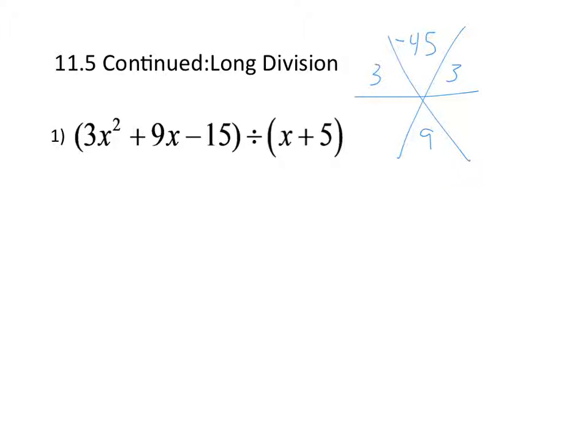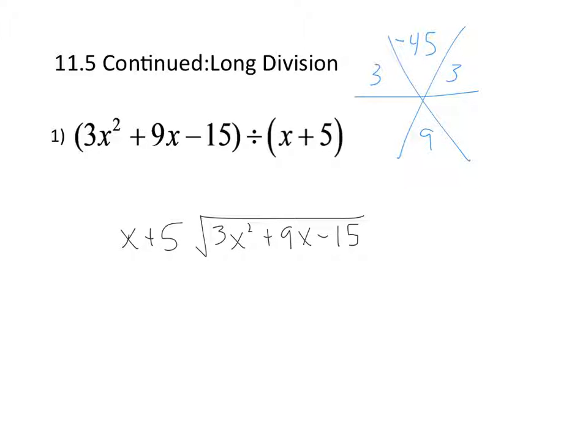But we know that x plus 5 can go into that trinomial a certain amount of times, but there maybe could also be a remainder. So we are going to resort to the method of long division. I am going to write my divisor, which is x plus 5, first, and then my dividend, which is 3x squared plus 9x minus 15.